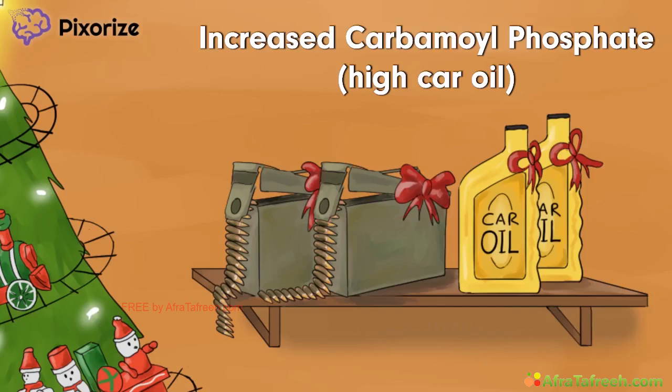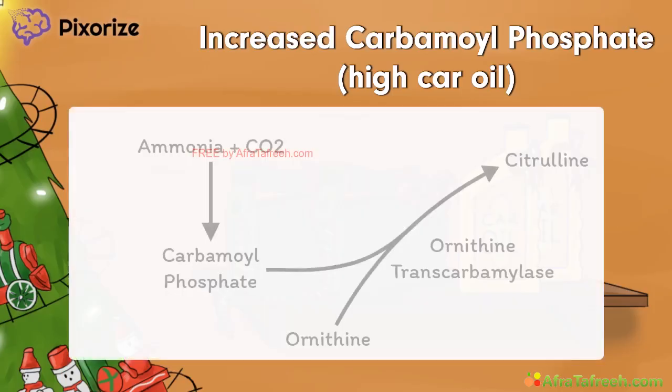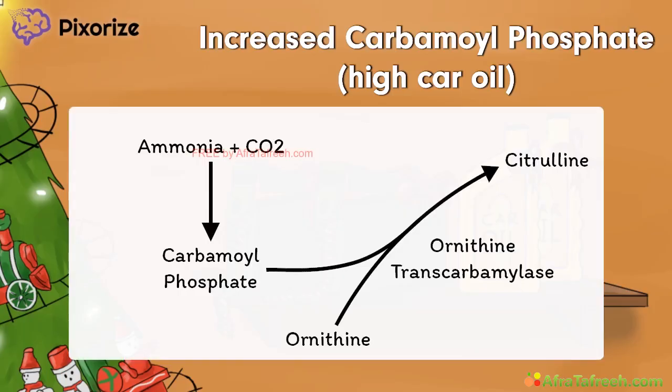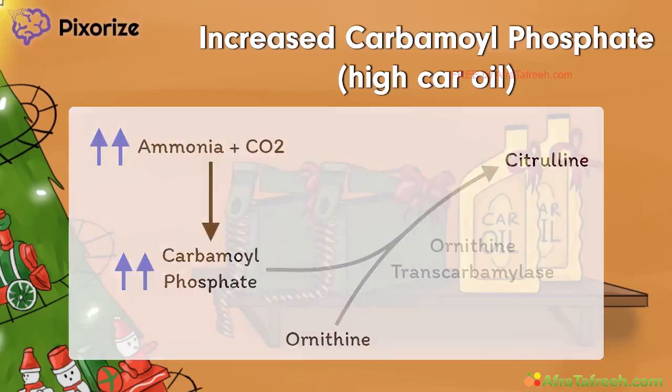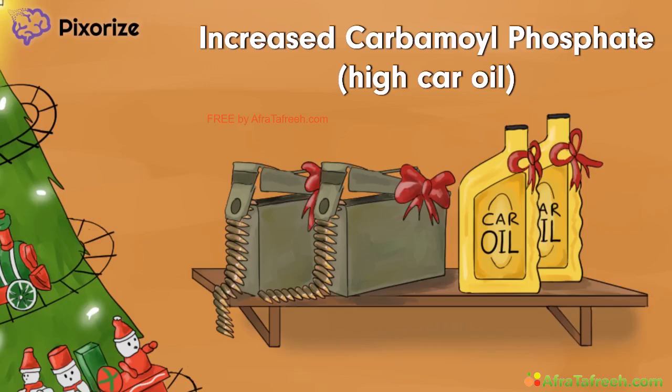This car oil, high on the shelf, is here to help you remember that carbamoyl phosphate levels are elevated in ornithine transcarbamylase deficiency. Get it? Car oil for carbamoyl phosphate? This elevation of carbamoyl phosphate can also be explained by the urea cycle pathway. Recall how ornithine transcarbamylase uses carbamoyl phosphate to produce citrulline. Well, when this enzyme is defective, everything upstream builds up, including carbamoyl phosphate. Just remember our elevated car oil to remember that carbamoyl phosphate levels are increased in ornithine transcarbamylase deficiency.